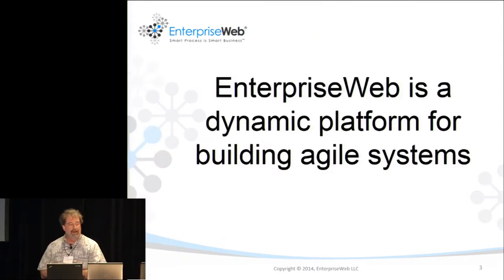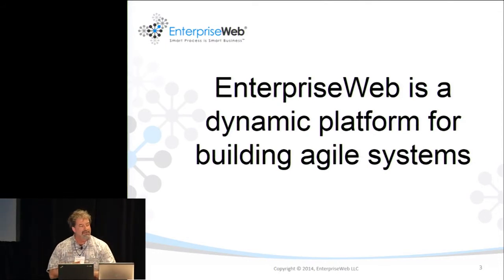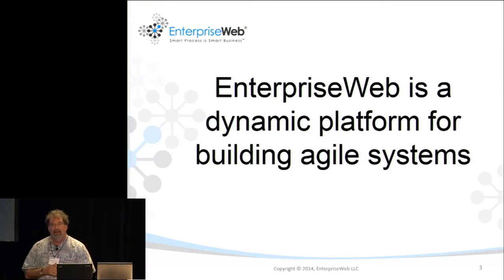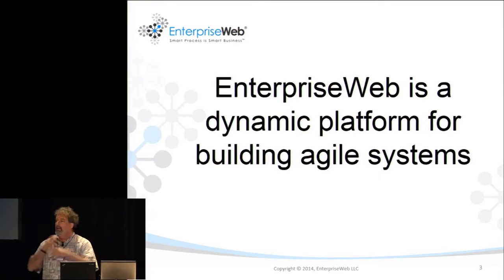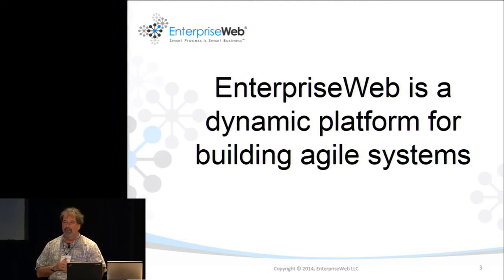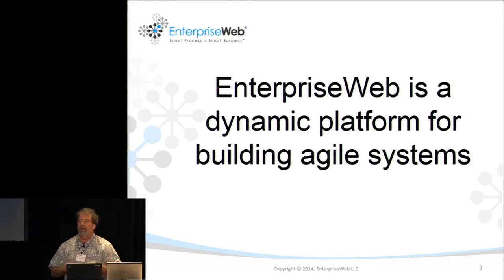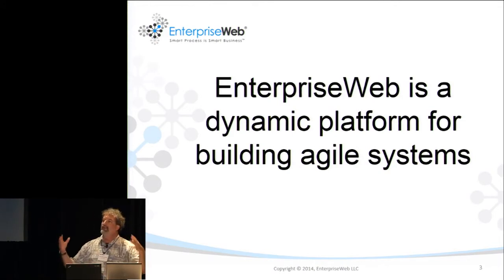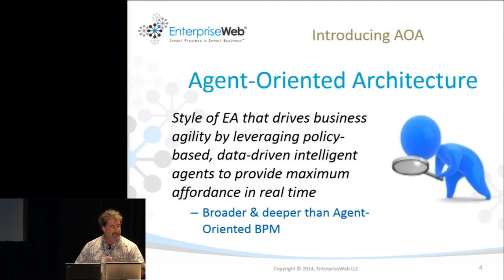So what is EnterpriseWeb? Well, it's hard to describe. And that's one of the challenges that we have. So one way of putting it is we're a dynamic platform for building agile systems. But that still is only a very concise way of describing what we do, because you can build systems, you can run them, and you can integrate them all dynamically in real time. So it's more than just building systems, but that's fundamentally what we enable organizations to do.